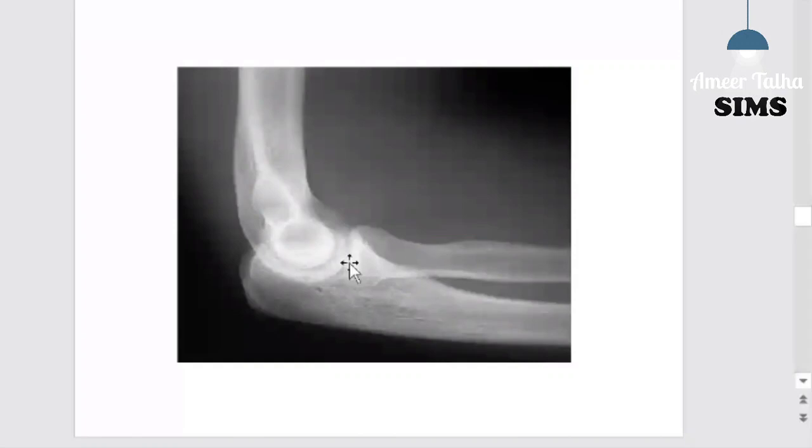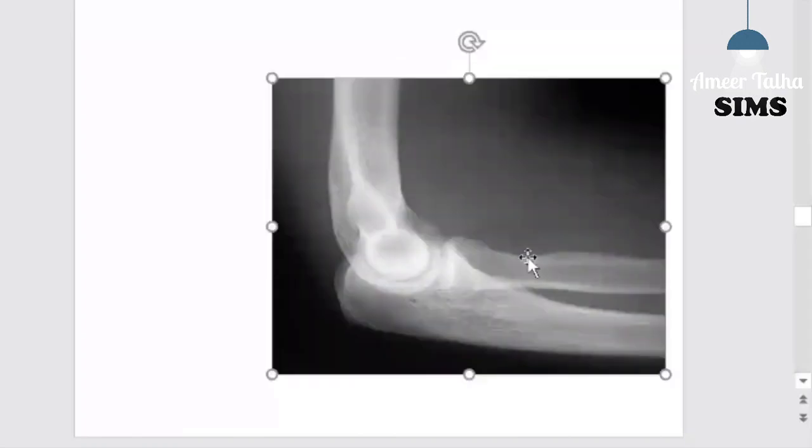And this narrow part is clearly visible over here as the neck of the radius if it is encircled with the chalk, and this is the radial tuberosity. And moving next.